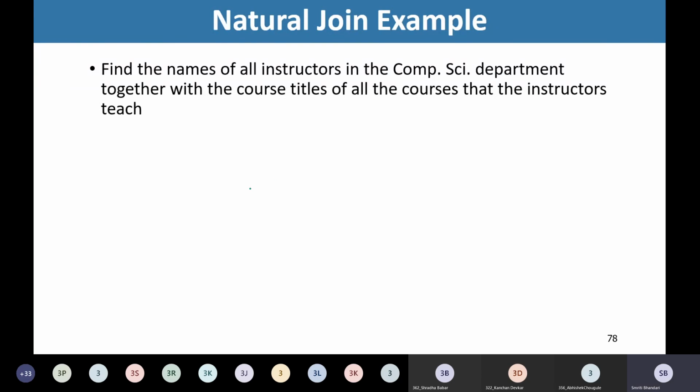Now I am giving you this exercise as homework. Note down the problem statement. Find the names of all instructors in the computer science department together with the course titles of all the courses that the instructors teach.